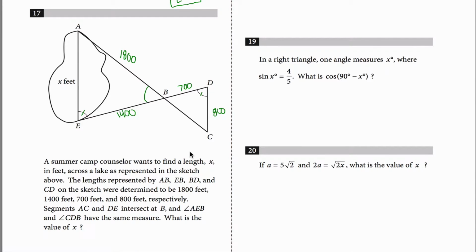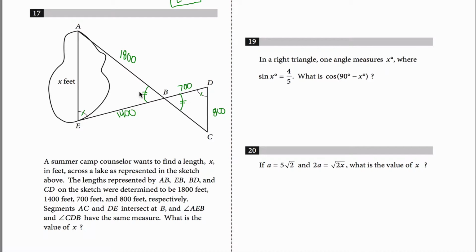What you have to recognize is that we have similar triangles here. The way I know we have similar triangles is that when we have two lines intersecting like this, that tells us that these two angles are the exact same. That this angle is the same as this angle.